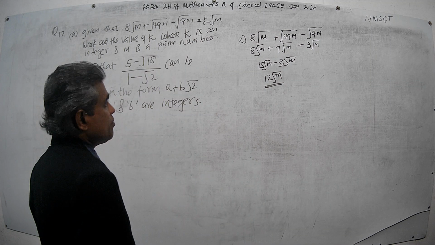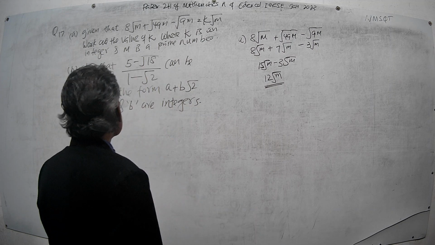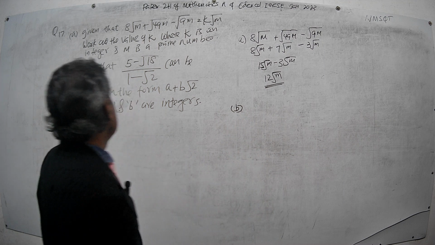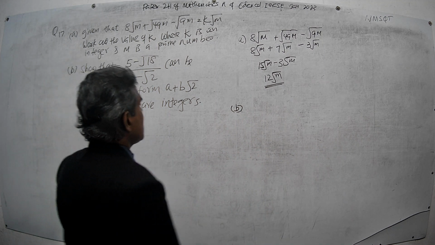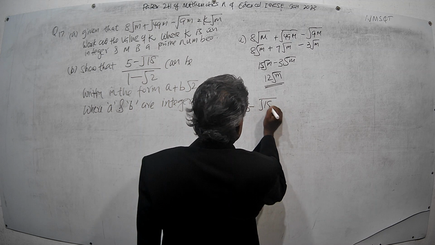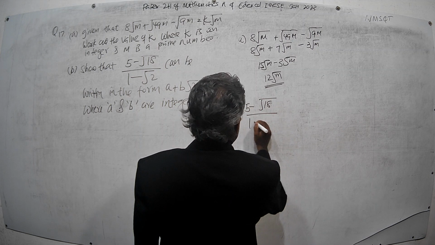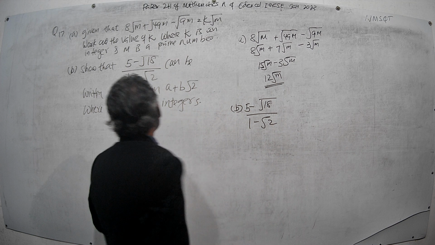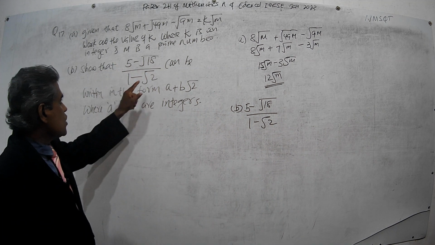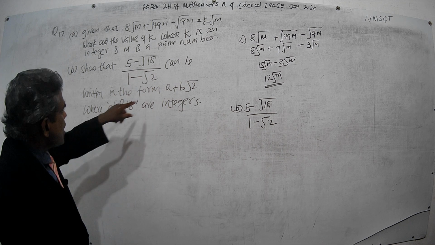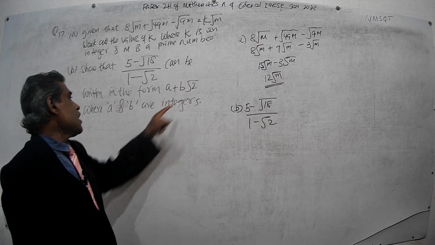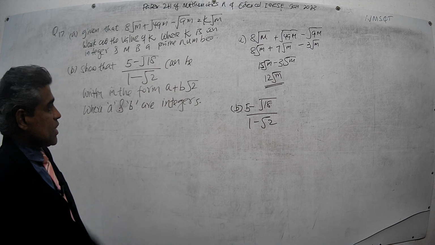Part B. They say you have to show that 5 minus root 18 divided by 1 minus root 2 can be written in the form a plus b root 2, where a and b are integers. We will see how it can be done.